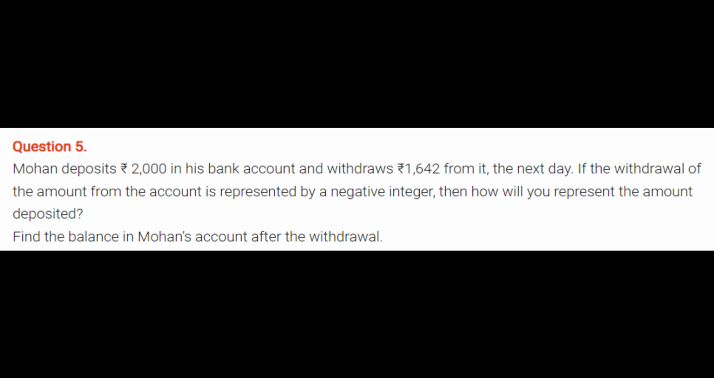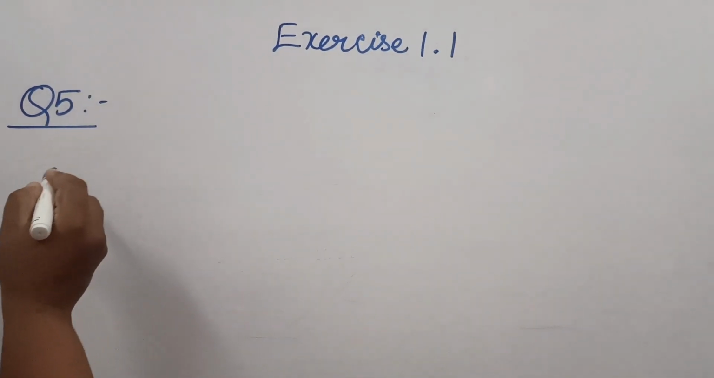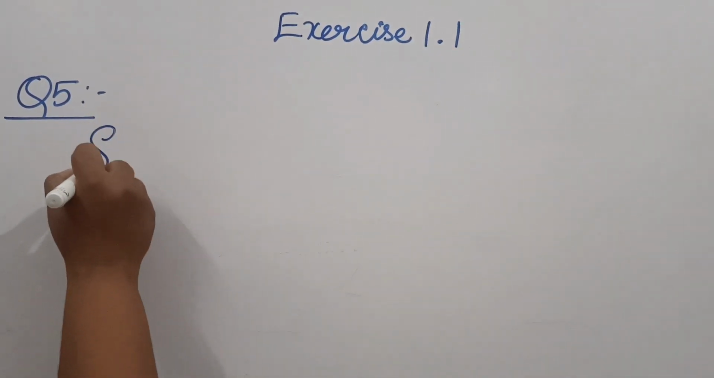Question 5. Mohan deposits rupees 2,000 in his bank account and withdraws rupees 1,642 from it the next day. If withdrawal of amount from the account is represented by a negative integer, then how will you represent the amount deposited? Find the balance in Mohan's account after the withdrawal. We read question number 5. So we are going to write the solution for this.